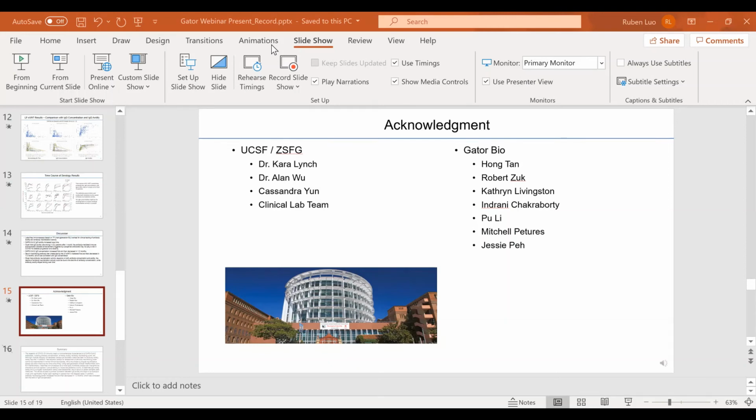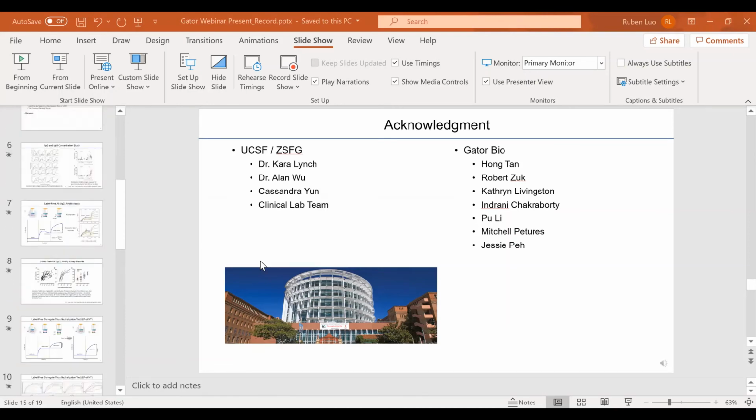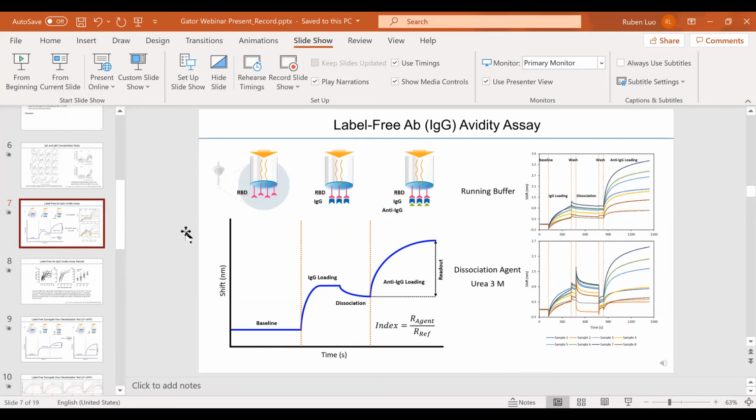So the question is, can you elaborate on the principle of using urea and running buffer ratio to evaluate avidity? Okay, so let me explain a little more details of how to run the avidity assay. Actually, we borrowed the idea from some existing clinical lab tests, for example, toxoplasma tests, in which the tests follow the same idea to measure the avidity index to judge if the infection happened recently or a longer time ago.